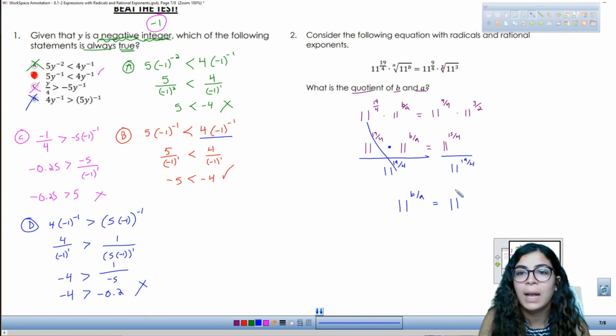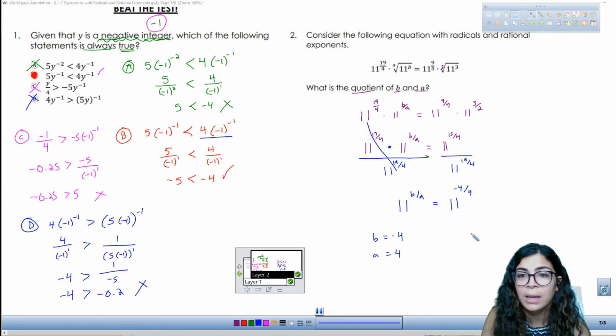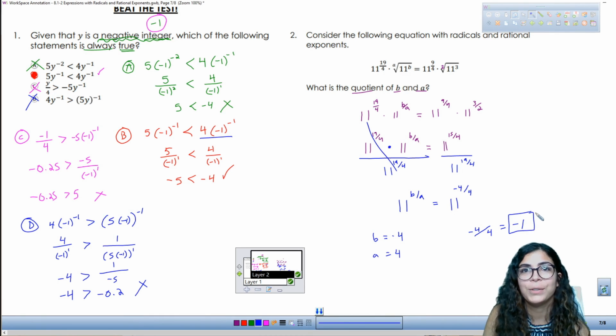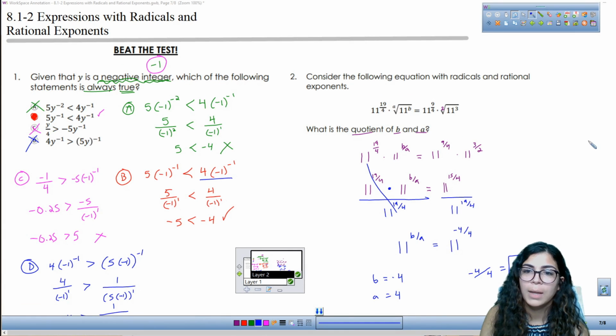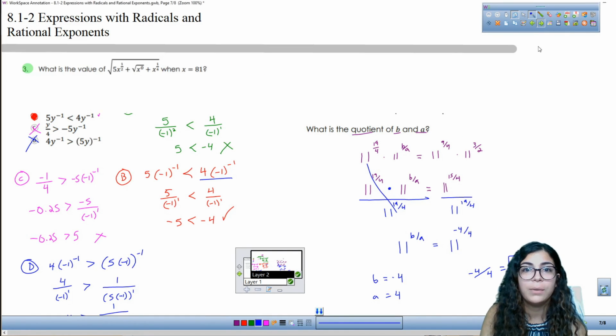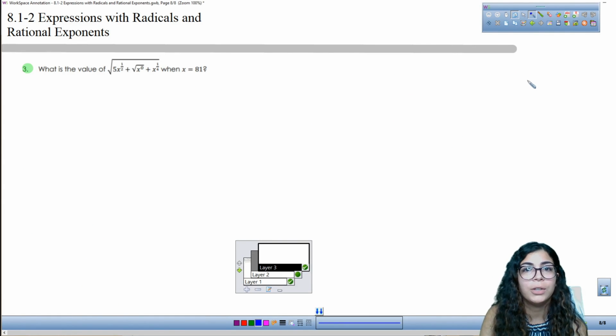But I'm going to leave it as negative 4 over 4 because what's b and what's a? So b is negative 4 and a is positive 4. So what is the quotient of b and a? Negative 4 divided by 4 is negative 1. And that is the answer for number 2. All right, so go ahead and pause this video now and try number 3 on your own.